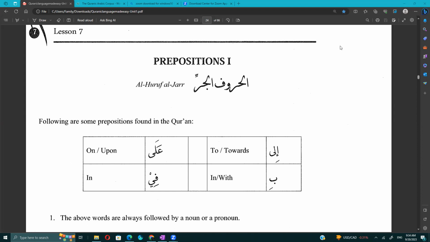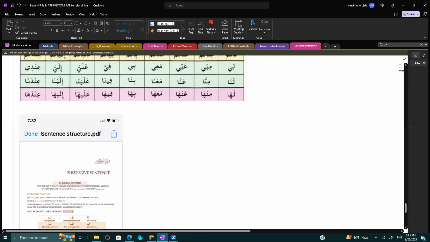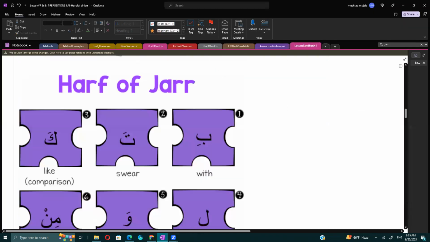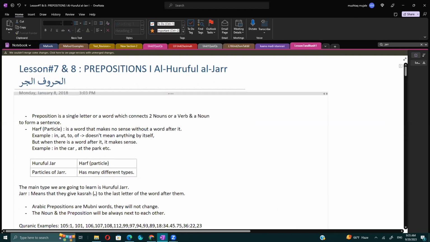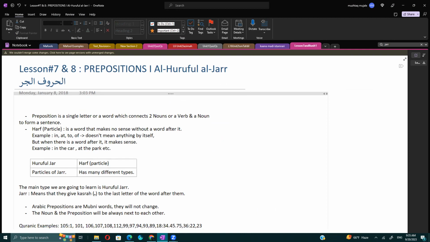So today we are going to learn lesson number 7, which is about prepositions, part 1. That is called Huruf al-Jarr. You have to repeat after me. You don't have to unmute yourself, just say it out loud. Huruf al-Jarr. Why is the word jarr used here? Anybody? If you have gone through the recording, you must know.